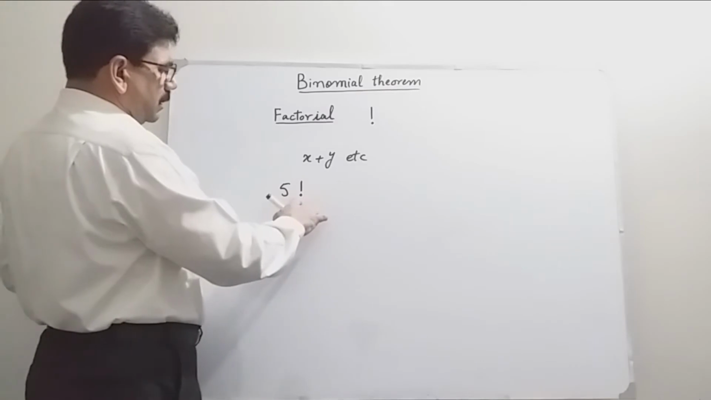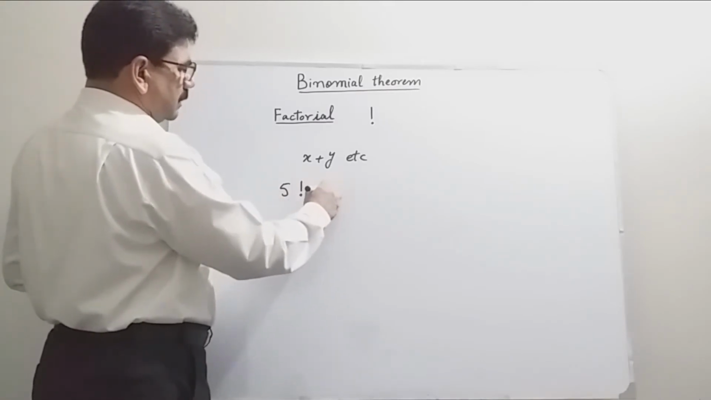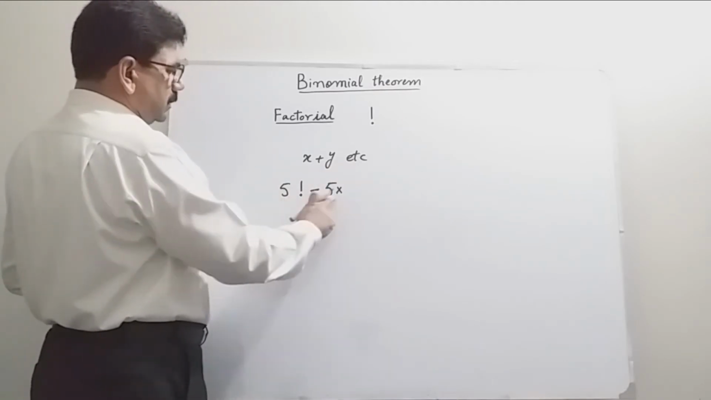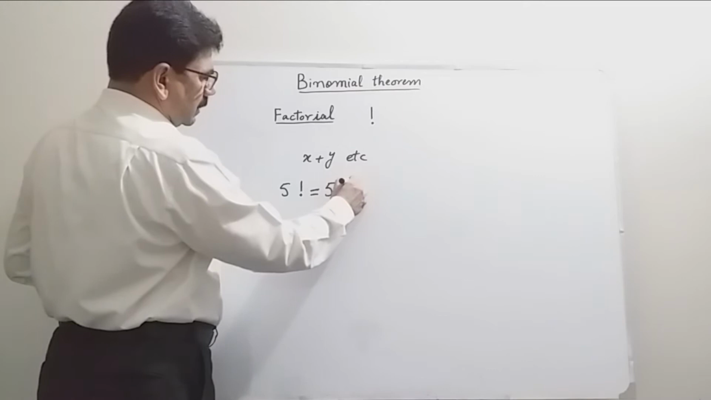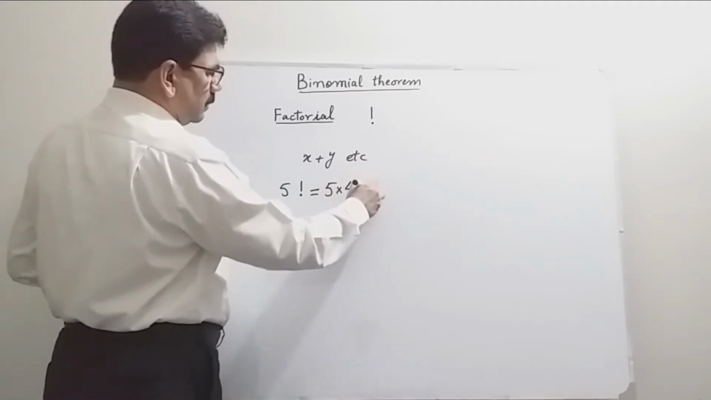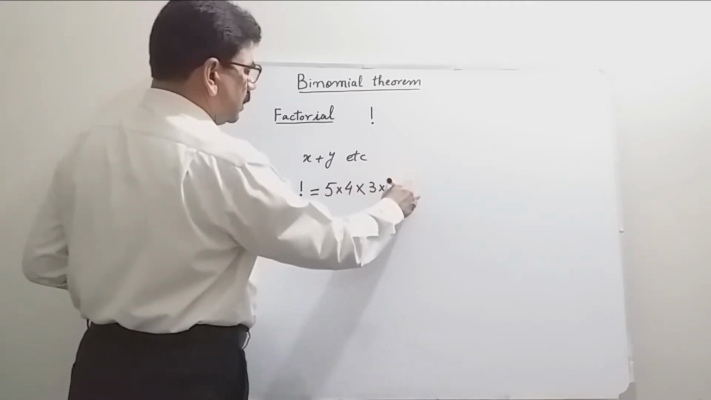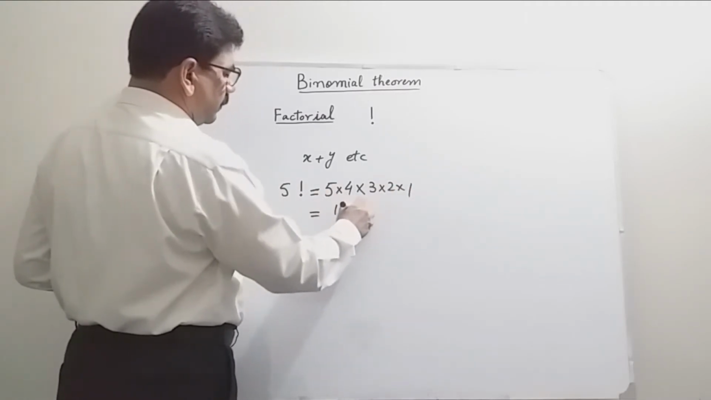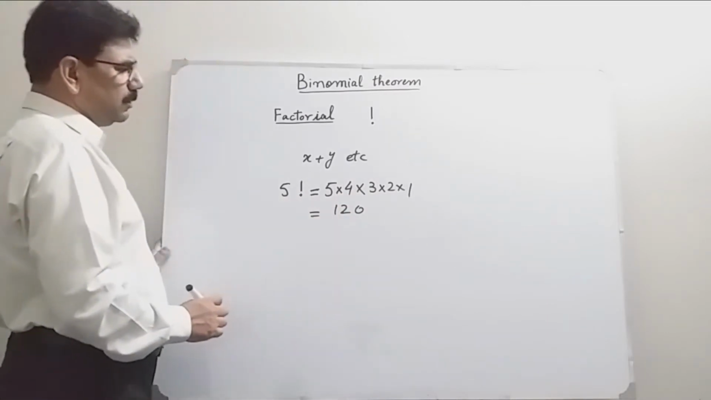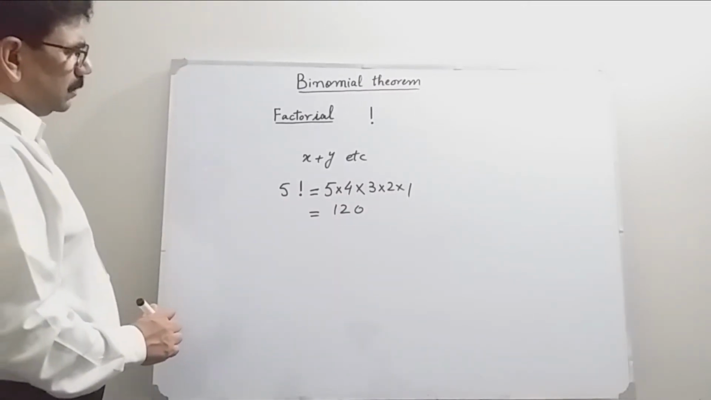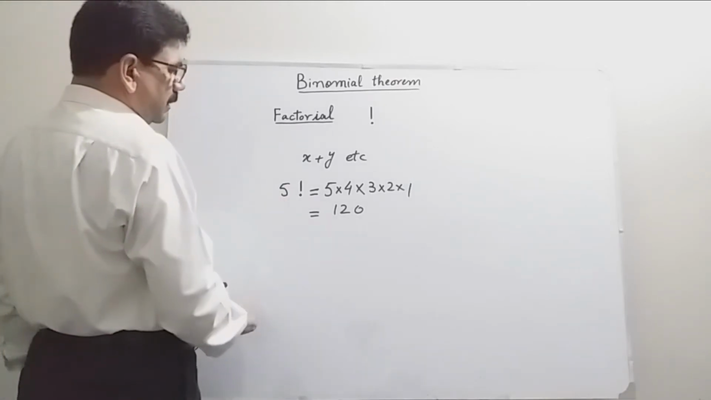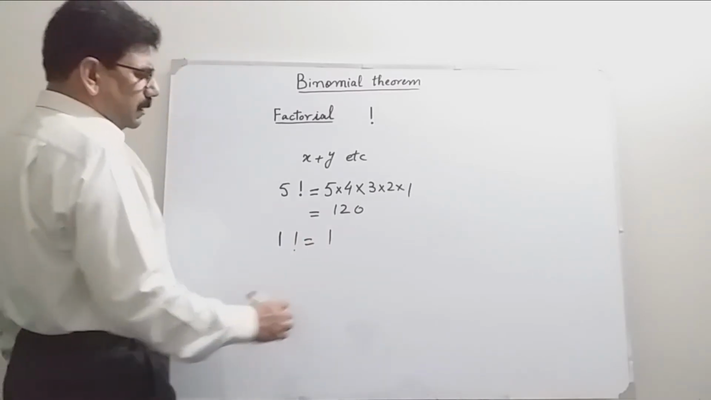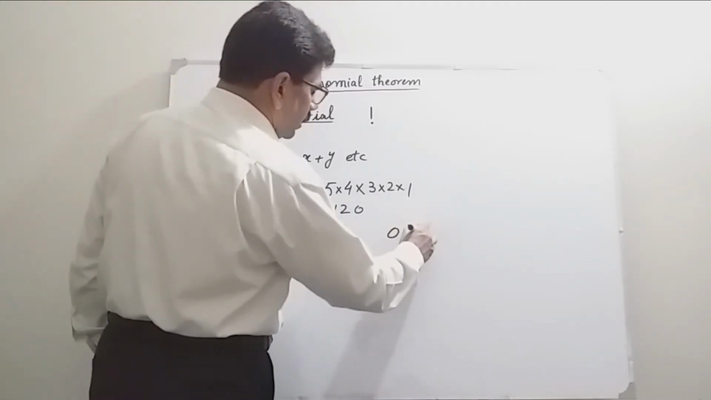5 factorial by definition is calculated as the integer 5 multiplied by all the integers descending down to 1. That is 5 multiplied by 4 multiplied by 3 multiplied by 2 multiplied by 1. If we multiply all these numbers, we will get 120. So 5 factorial will be equal to 120. Here one more thing to be noted, that 1 factorial will be equal to 1, and we also take 0 factorial equal to 1.